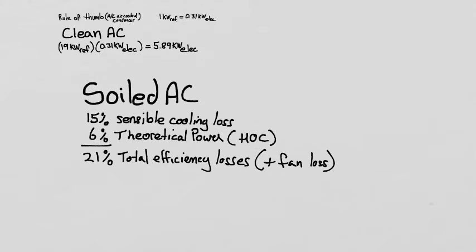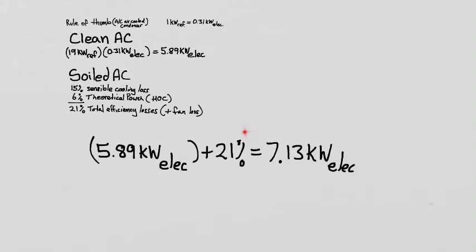Our moderately soiled air conditioner has a 15% penalty for sensible cooling. It has a 6% penalty for its theoretical power, heat of compression of the refrigerant cycle. This adds up to a total efficiency loss of 21%, neglecting the fan losses we calculated first. Applying our 21% penalty, we get 7.13 kilowatts electrical input to produce the same 19 kilowatts refrigerant capacity of our clean air conditioning unit.